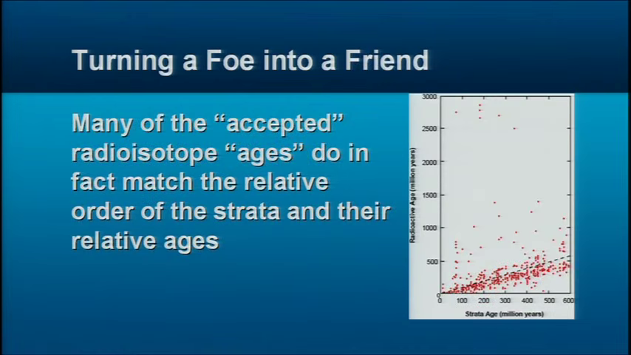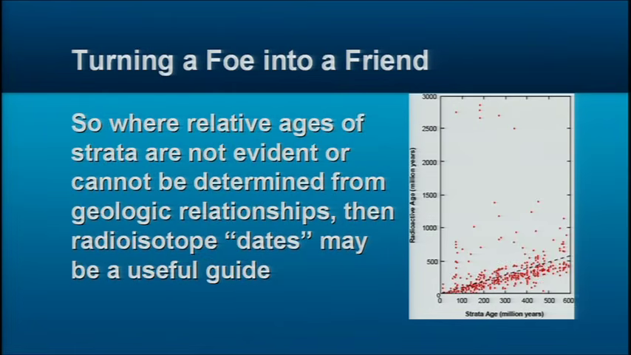Many of the accepted radioisotope ages, as I said, do match the relative order of the strata and their relative ages. So when we can't figure out the age of some rock layers from their immediate environments, it may be possible to use the radioactivity in the rocks as a guide to the relative age of these rock layers within the flood, whether it was early flood, middle flood, or late flood. So we can still harness this method to our advantage.